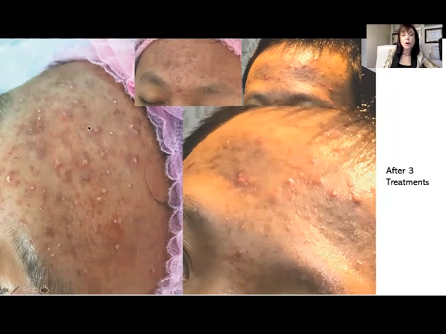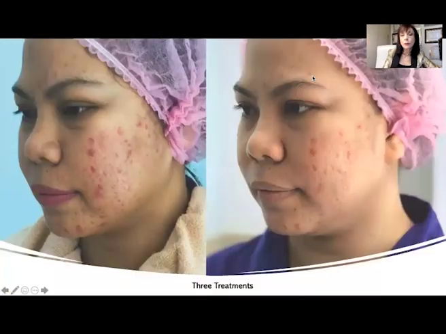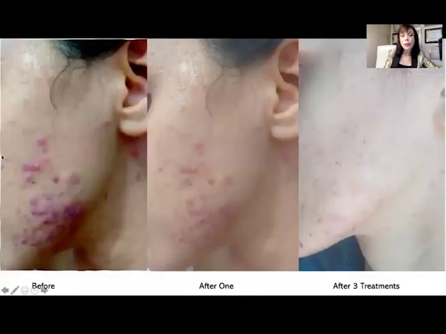This is the before, and this is the after, just different aspects of the same person. This is the before, and this is the after 3 treatments. Obviously, with such severe adult acne, you do need more treatments. We only performed 3 treatments. And this is before, after the first treatment, and after the 3rd treatment.